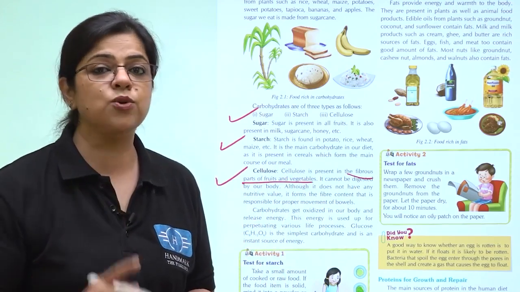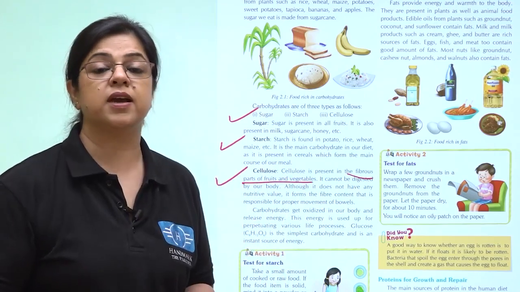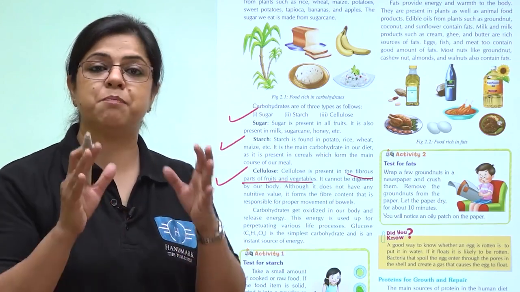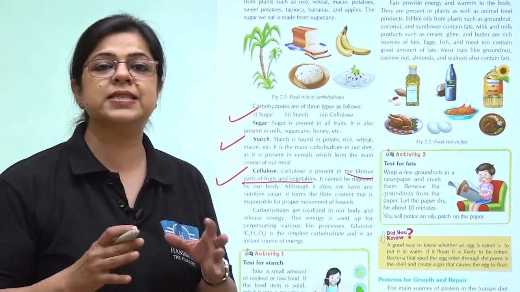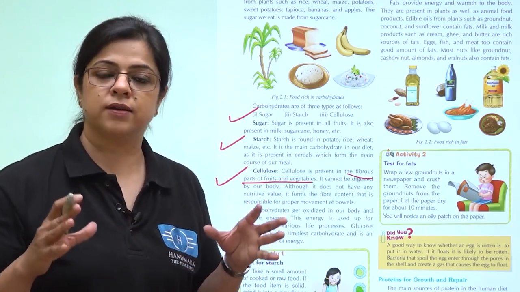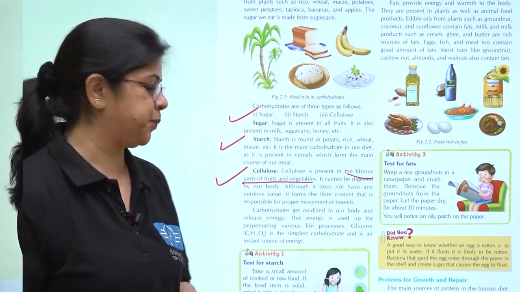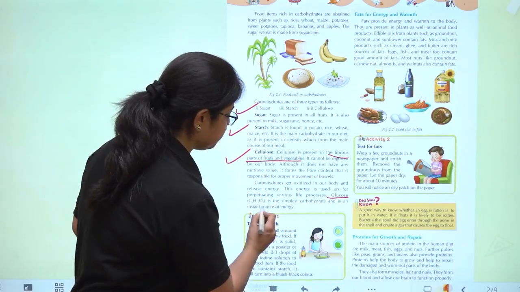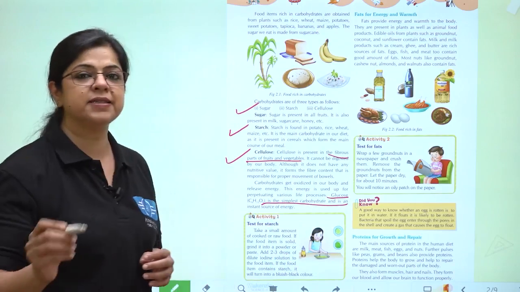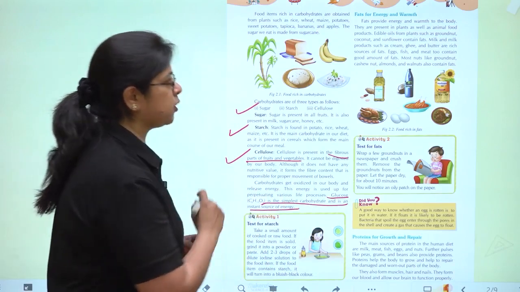Remember that cellulose is not digested in the body. Rather, cellulose adds bulk to the bowel and eases the movement of food in the large intestine. Glucose is the simplest carbohydrate and it is the main source of energy for the body.